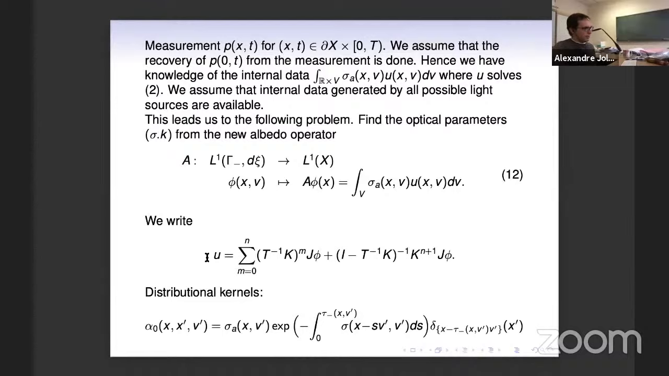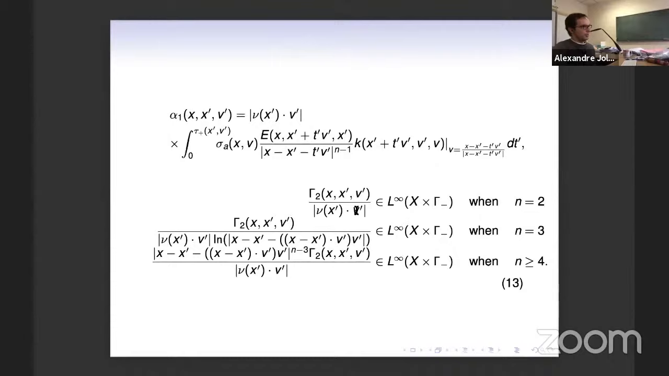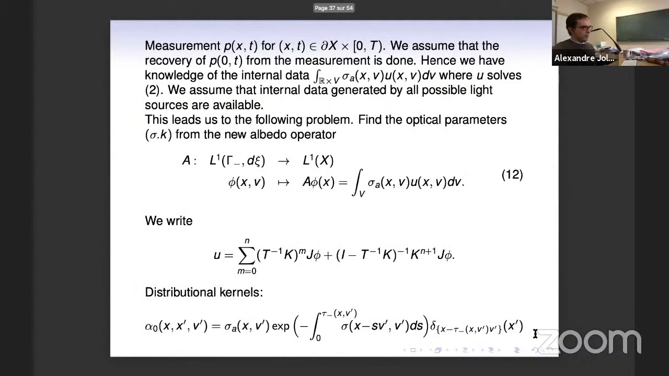And so you use this Neumann expansion, and again, you have the distribution kernel. So you have a decomposition of the albedo operator and the distribution kernels, which are given right here. So for the ballistic part, you have this decomposition. You recover this term, and you have again a singularity here, a delta function in the space variable x prime. And then you have a function alpha one, and all over again the scattering kernels, the scattering distribution functions. Because you have this singularity here, you will be able to retrieve this information from the measurements.